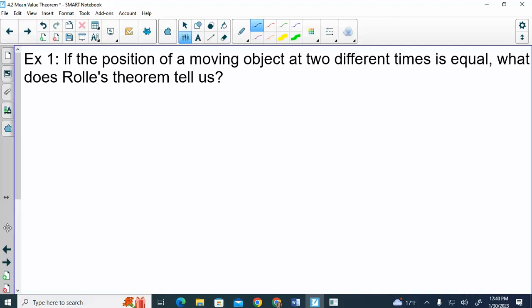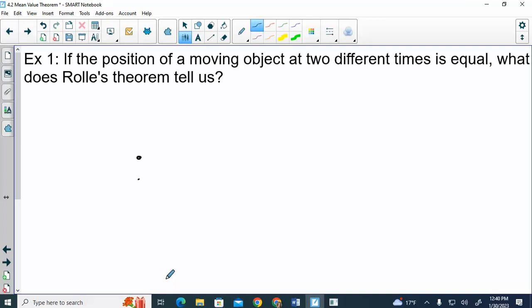So if the position of a moving object at 2 different points, or 2 different times, is equal, what does Rolle's theorem tell us? All right, so I have an object that's moving, and if it hits the same position twice, what does that mean? So if it starts somewhere, and then it comes back and hits that point again, what's happening somewhere in the interval? There's a maximum. There's a maximum. So that means the derivative is 0, right? The derivative of position is velocity. So it's saying at some point the velocity is 0.